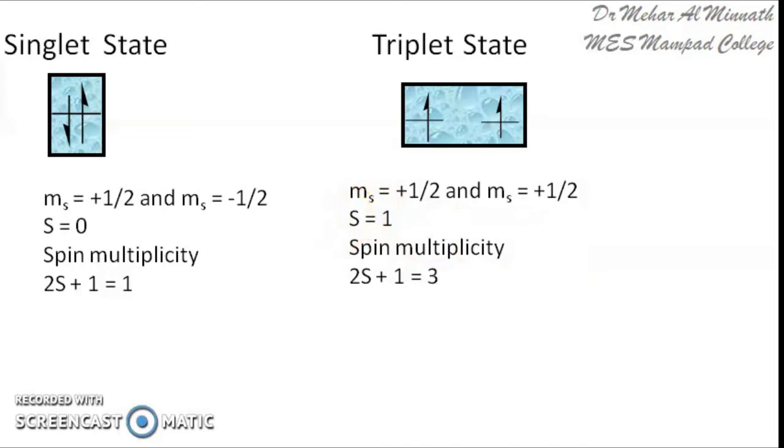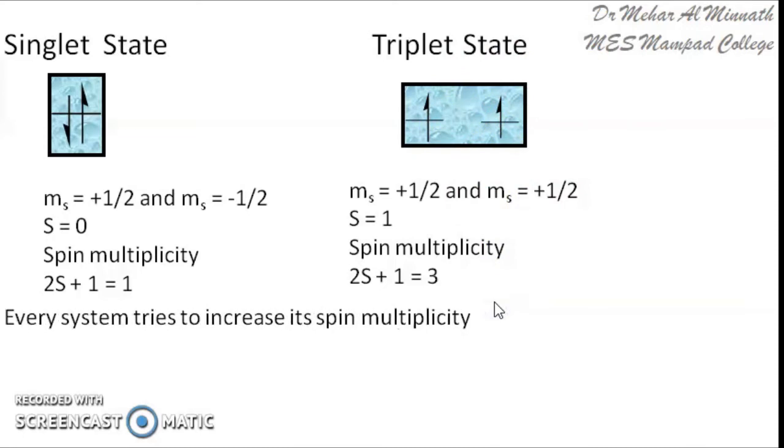And we have said that the higher the multiplicity, the more stable the electronic state. And so, the triplet state is more stable. Now the reason why the triplet state is more stable is because here the exchange energy is more. The more the exchange energy, the more stable the molecule. Lesser will be the energy of the electronic state.